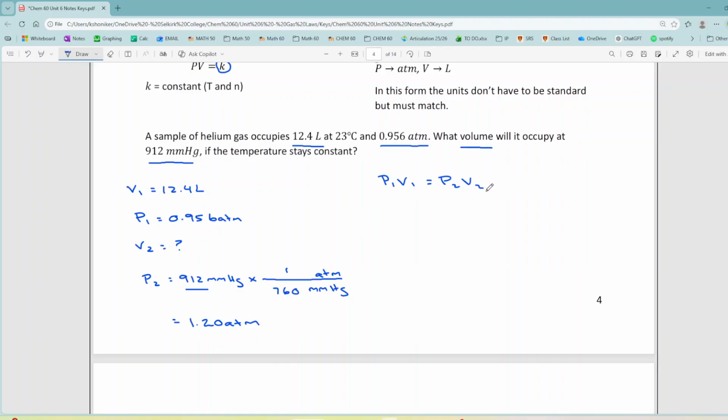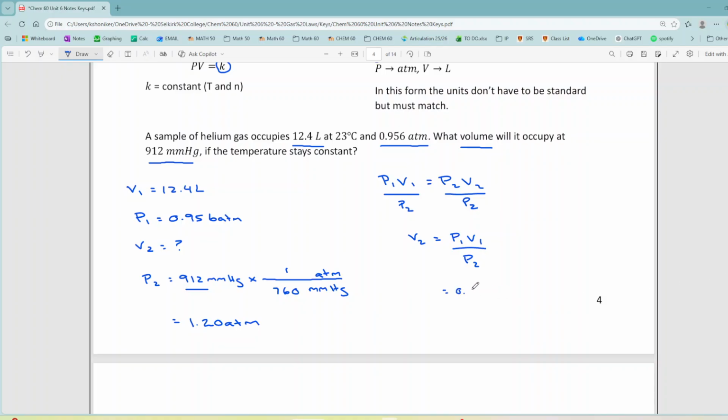Okay, so now depending upon your comfort level with math or your joy of changing equations around, when you're using this equation, you can plug your values in now. You could plug in P1 is 0.956, V1 is 12.4, P2 is 1.20, and then you can solve for V2 after. Or if you're someone who's comfortable with algebra, we know that we're solving for V2, so we could divide both sides by P2 and say that V2 is equal to P1V1 all over P2, so that I can just plug the numbers into the formula and do it in one step in my calculator.